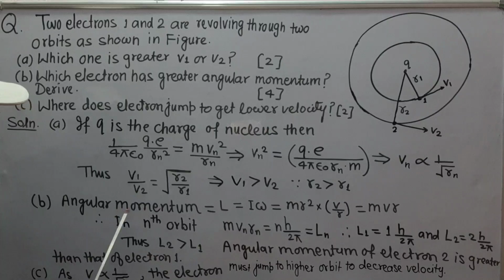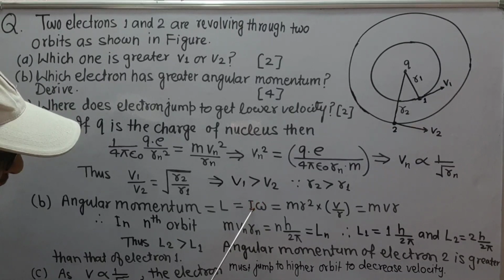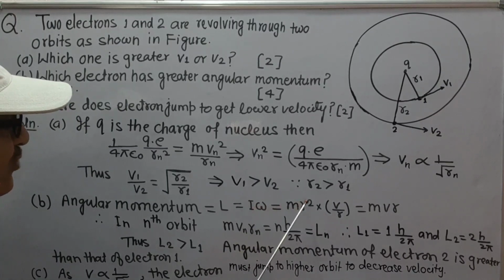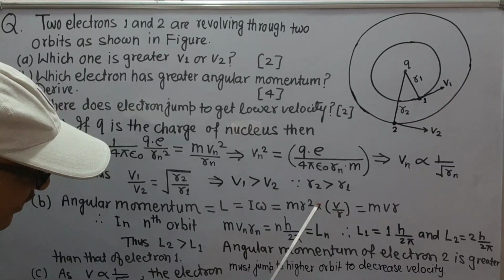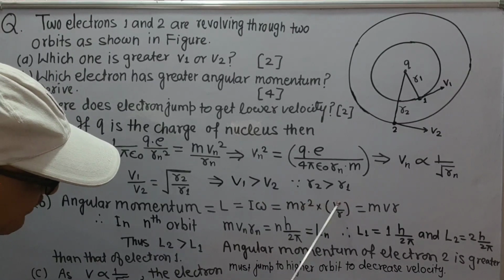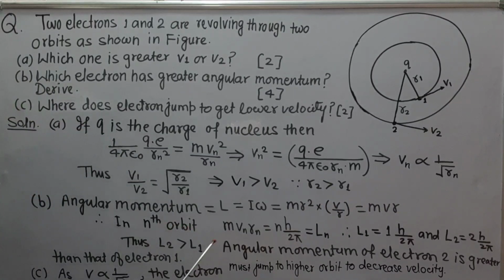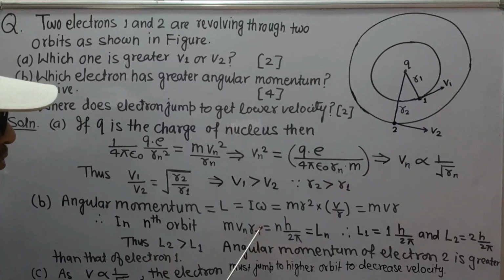Now the second part. Angular momentum denoted by L is equal to moment of inertia I times angular velocity omega. So I is equal to m r square and omega is equal to v upon r. So it becomes m into v into r. Therefore, in the nth orbit, angular momentum may be denoted by Ln and it will be m into vn into Rn.